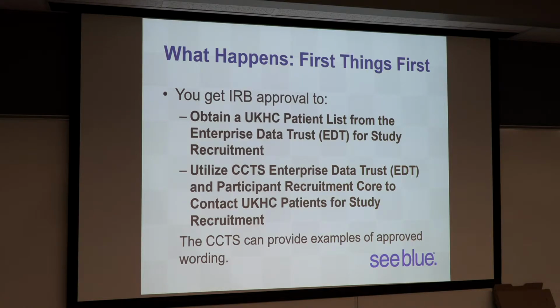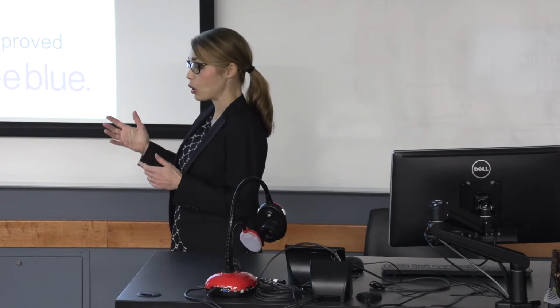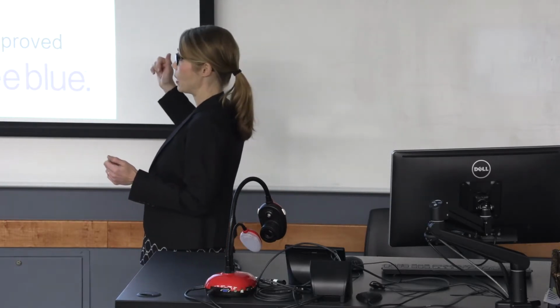So what happens first? The first thing that you as a researcher or a research coordinator would need to do is you would need to get IRB approval to use this mechanism. So you go to the IRB to get approval to obtain a UK healthcare patient list from the Enterprise Data Trust Services for study recruitment. And you can contact Roxanne, and Roxanne will give you wording that is approved by the IRB. But the IRB has to approve that you're going to be using the data trust to access this patient population or identify this patient population.